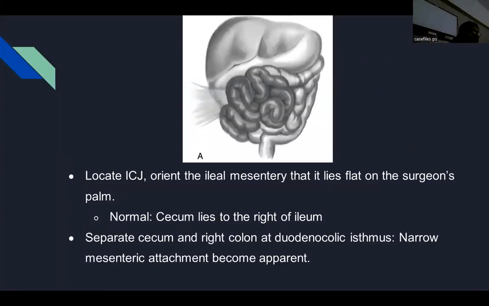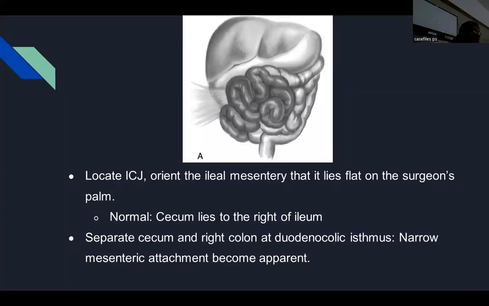Once we open the abdomen, we have to locate the ileocolic junction and orient the ileal mesentery in a way that it lies flat on the surgeon's palm. The normal position is that the cecum will be lying towards the right of the ileum. If this position is altered, it indicates that malrotation is present. Then we have to separate the cecum and the right colon at the duodenocolic isthmus and the narrow mesentery.